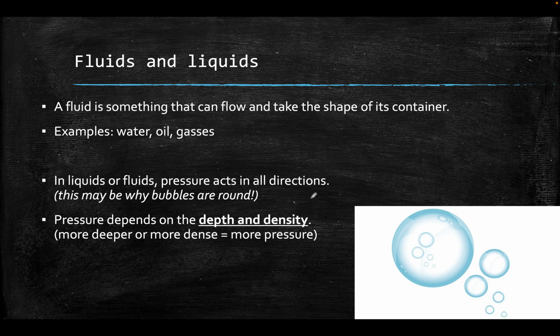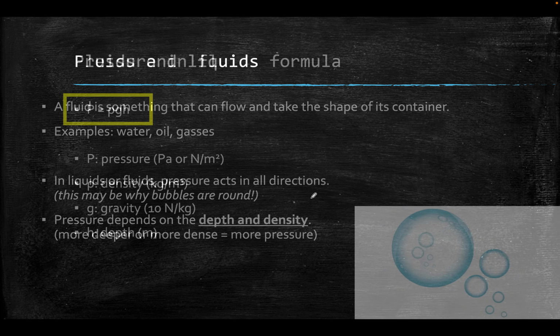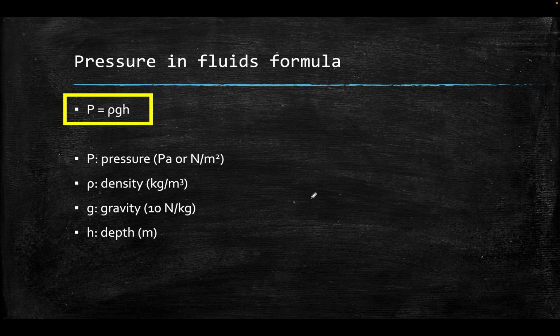If it's more dense, there's more particles in the way, that'll be more pressure as well. So that takes us to the rule. Pressure is the density. It looks like a P as well. It's a lazy P. It's actually rho. It looks like that. I'm not just bad at drawing, that's exactly how it looks. It's a lazy P.